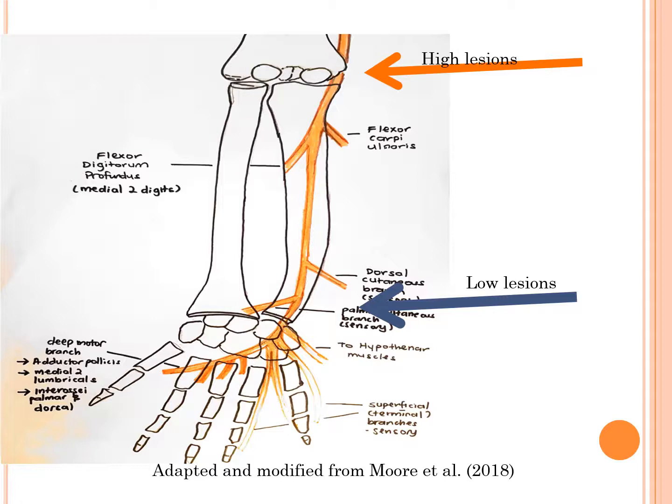The high lesions, when affected at the elbow area, all the muscles and sensory supply will be affected: flexor carpi ulnaris, flexor digitorum profundus, intrinsic muscles of the hand, adductor pollicis, hypothenar muscles, all will be affected. The sensation will be lost of the palmar and the dorsal medial 1.5 surfaces because these nerves exit after the elbow. So hence, a lesion at the elbow will cause everything supplied by the ulnar nerve to be lost.